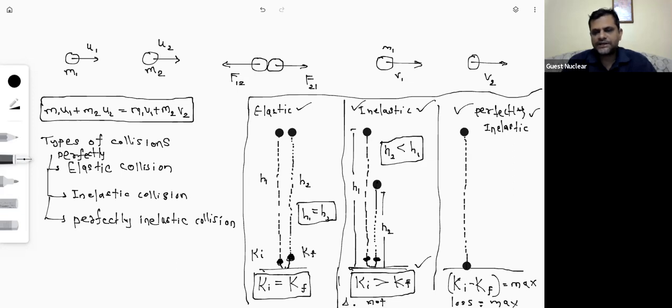We can call it delta K here. So delta K is not maximum, but it is not 0 also. But in this case, the loss in kinetic energy is going to be 0 perfectly. That means there is no loss in kinetic energy at all. In that case, we can call it an elastic or perfectly elastic collision. This gives all of you the idea of elastic, inelastic and perfectly inelastic collision.